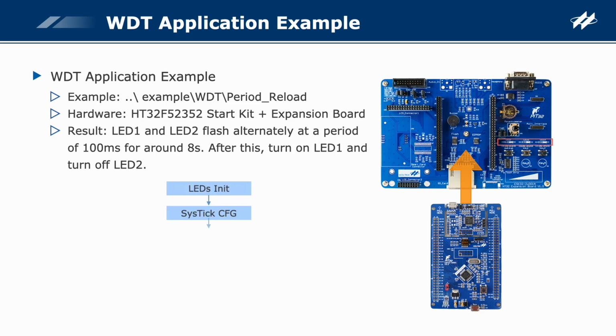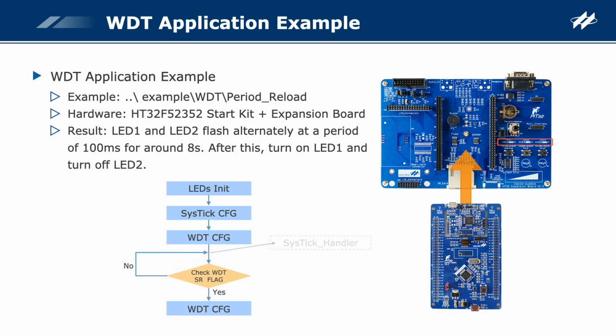The program flow is as follows. First, the system initializes the LEDs and configures the SysTick timer and the watchdog timer. Then, it continuously checks the WDT status flag within 8 seconds of WDT startup. During this period, the SysTick timer responds to an interrupt every 100 milliseconds, changing the LED 1 and LED 2 statuses within the interrupt service function.